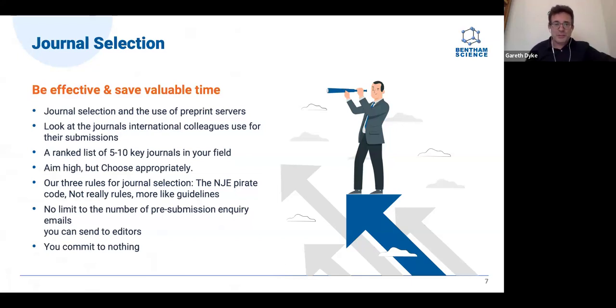So journal selection. We're looking at the international journals that colleagues around the world use for their submissions. We're building a list. We're ranking that list, maybe 10, maybe 15 journals where you would like to see your work published, building a ranking, and putting your papers in selectively to the higher impact factor journals first. And of course, as we talked in an earlier session in this series, it's important to aim high with your submissions, but to choose appropriately.